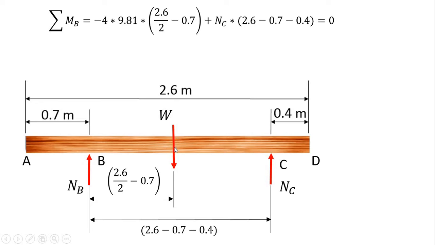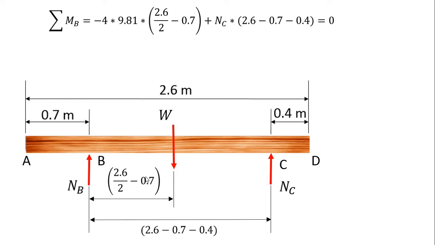Now the reason half the length of the beam is because I'm assuming the beam to be uniform, and so the weight, well, the weight always acts through the center of mass, which on a uniform beam is in the middle of the beam. So the distance here is 2.6 divided by 2 minus this piece on the end here, minus 0.7. And the distance between the support at B and the support at C is the length of the beam minus 0.7 and minus 0.4. That's these extra ends here. All right. Here's the free body diagram.